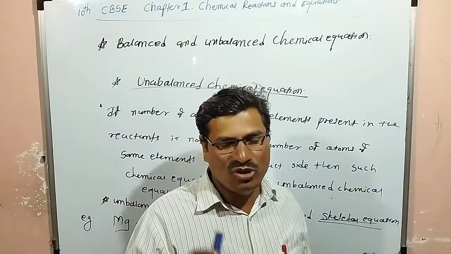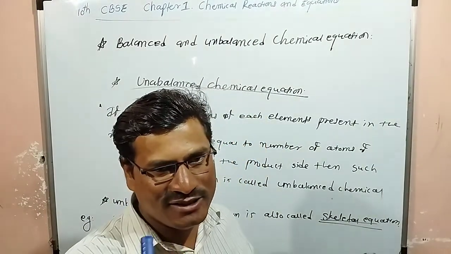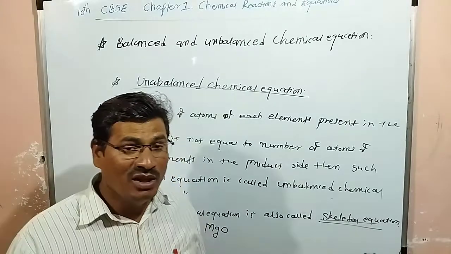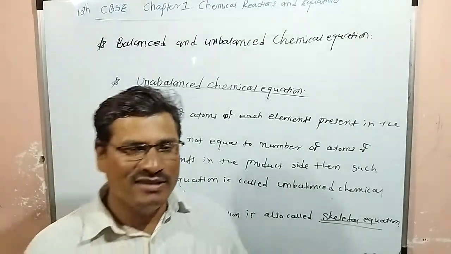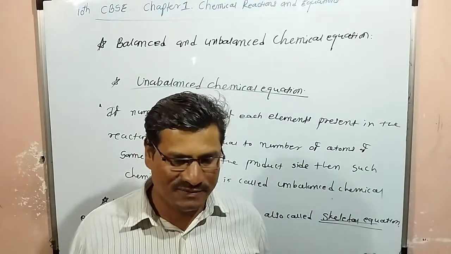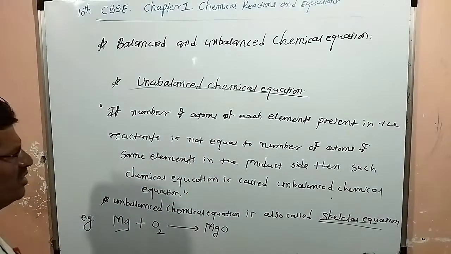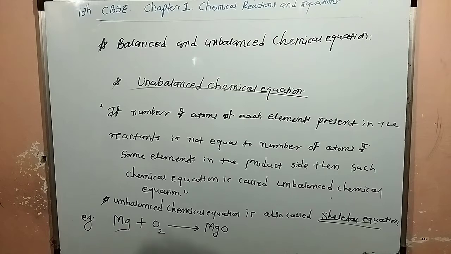If the number of atoms of each element in the reactant side is not equal to the number of atoms of the same elements in the product side, then you can say this chemical equation is not balanced. And that chemical equation is called a skeletal equation.